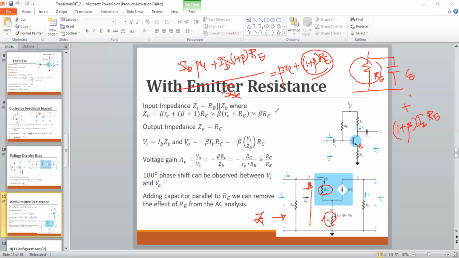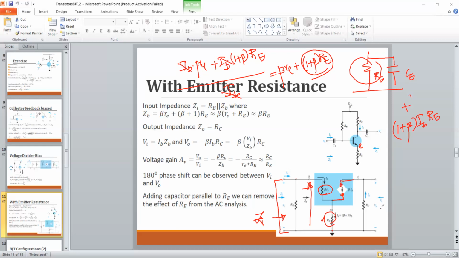Once you approximate it, you can have this beta times RE, but the actual value is beta times simple RE plus (1 plus beta) times capital RE. So for the output side, what happens? If you set your input to 0, this is a short circuit, so there won't be any base current. Then this current source is simply 0, so this becomes an open circuit.